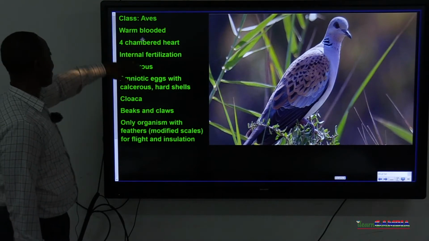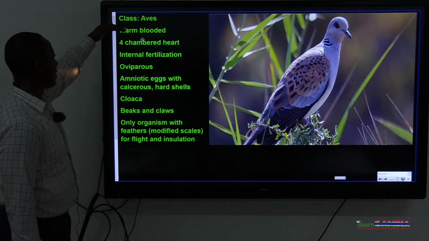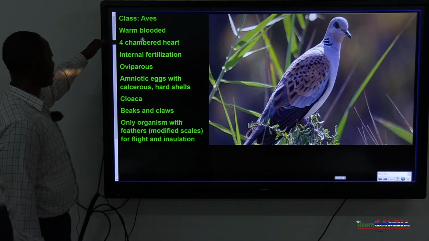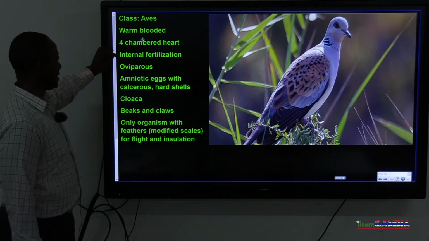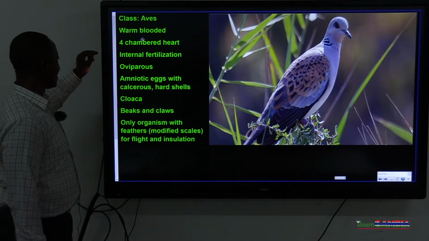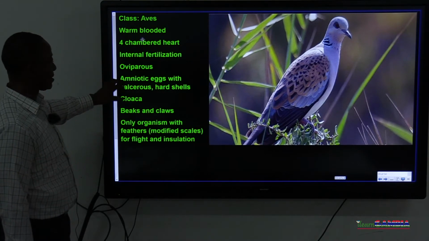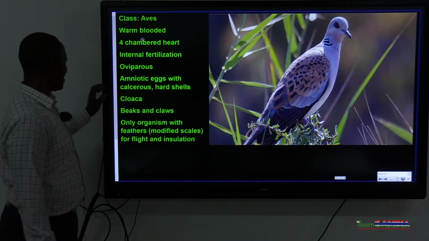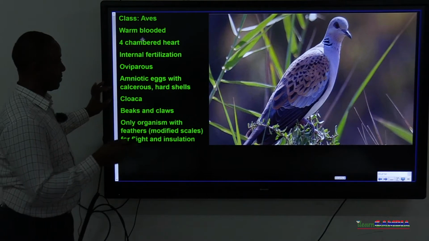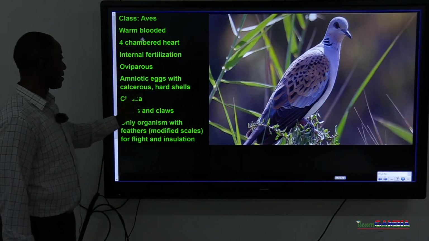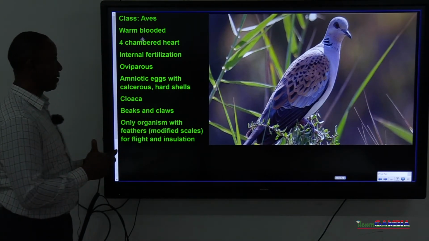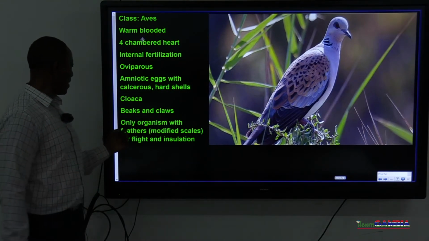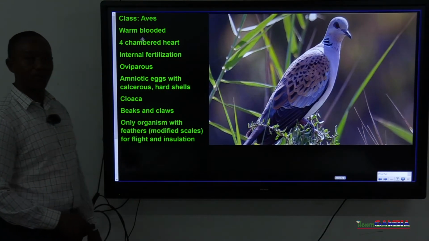So briefly, that's about the Aves, or the birds. They're warm-blooded. They have a four-chambered heart. Fertilization is internal. They lay eggs. They have amniotic eggs with hard shells. They have a single opening for the passage of everything. They have beaks and claws that help them in their life, and they are the ones that are capable of flight.